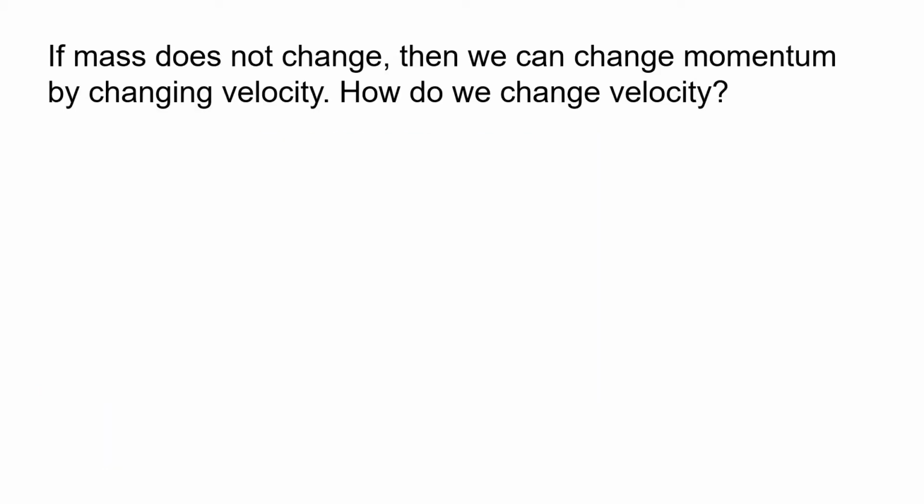In the previous video, we mentioned that if you change mass, you change momentum. But this time I want to consider a situation in which mass does not change, it's constant. So in that case, we can still change momentum by changing the velocity of an object. I want to go over specifically how we do that. How do we change velocity? Well, we know that we do that by applying a force.